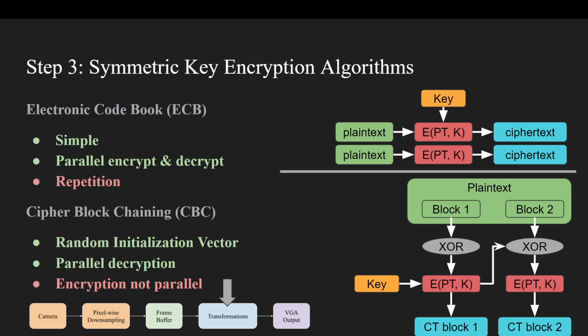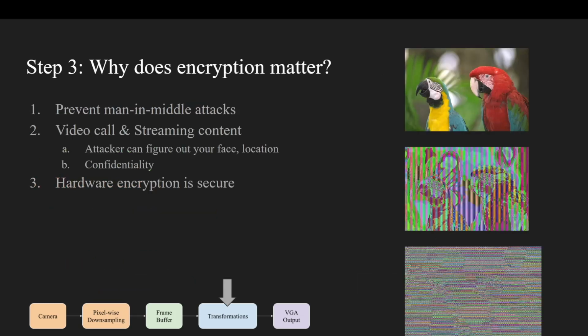And you have the cipher block chaining encryption algorithm, which takes in a random initialization vector, which creates that randomness to be able to obfuscate the ciphertext, or the cipher blocks, since it is being chained for every block of the plain text. Its pro is its parallelized decryption, but its encryption is not parallel because of the dependency between multiple blocks.